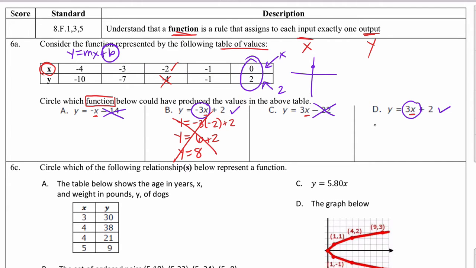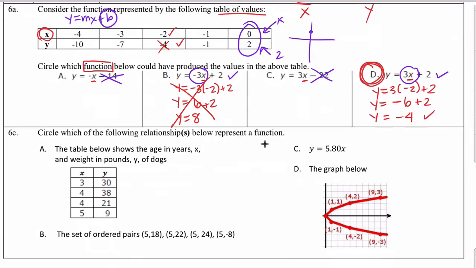Let's just double check. Y equals 3 times x, where x is negative 2, plus 2. 3 times negative 2 is negative 6, plus 2. Y equals negative 4. Yes. So this equation, I'm going to circle this function, is the matching function or equation to this table.